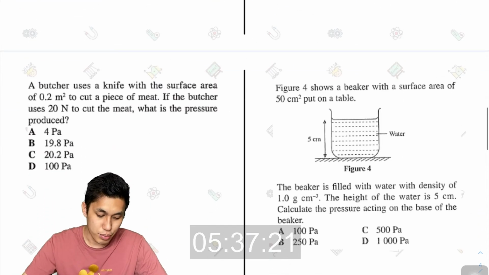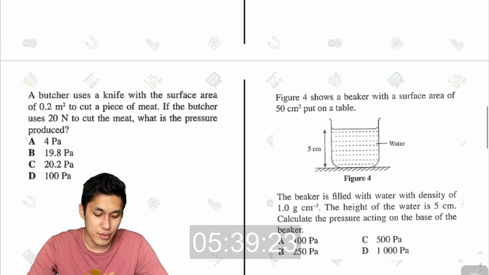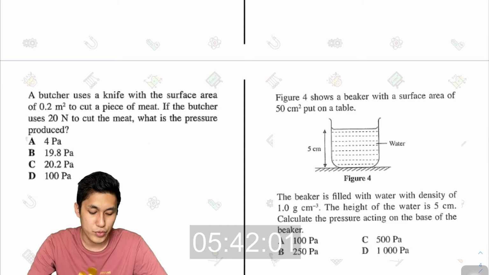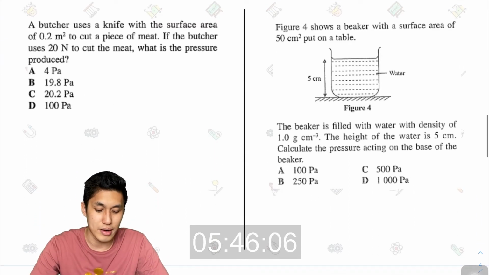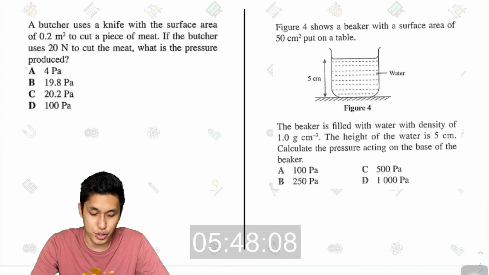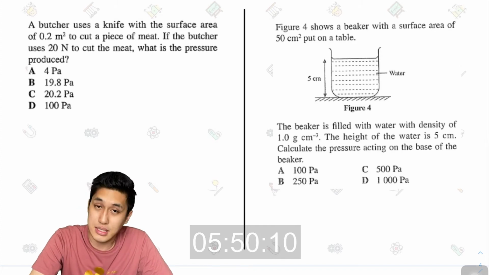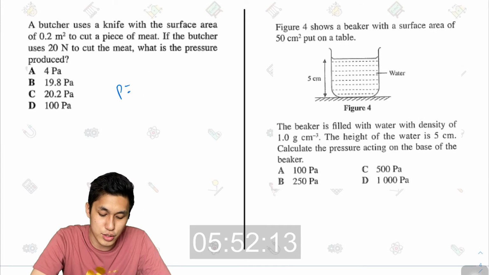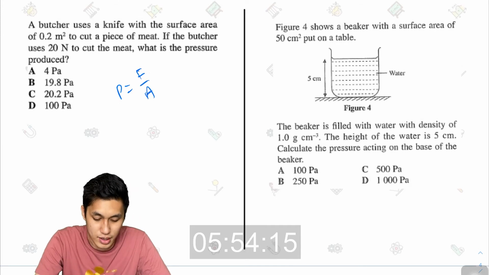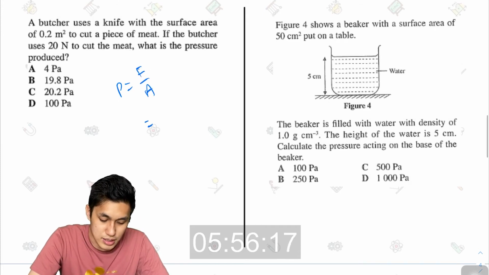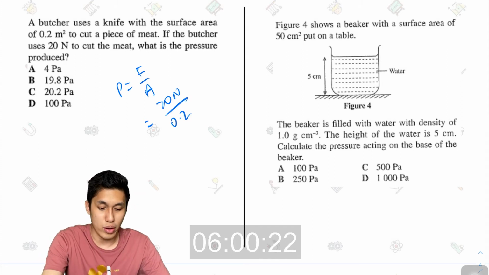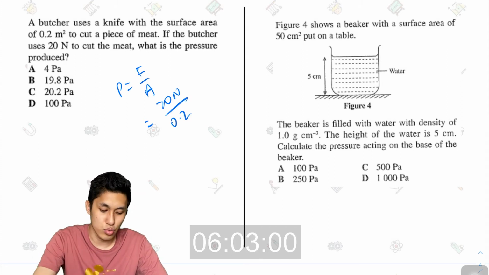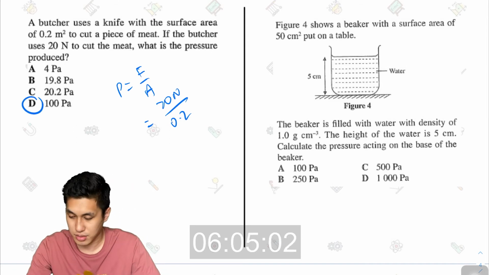Next, a butcher uses a knife with a surface area of 0.2 meters squared to cut a piece of meat. If the butcher uses 20 newtons to cut the meat, what is the pressure produced? So this is very basic. Pressure is equals to force over area, right? So pressure is equals to 20 newtons divided by 0.2 meters squared. 20 divided by 0.2 would be 100 pascals.